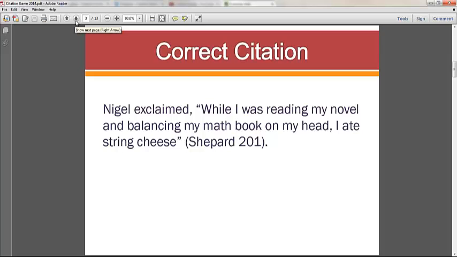So here's an example of a citation that is correct. Nigel exclaimed, comma, "While I was reading my novel and balancing my math book on my head, I ate string cheese." (Shepherd 201). That is correct. It has an introduction, "Nigel exclaimed," there's a comma, quotation marks, there's an author's last name, and there's a page number, though we don't always have a page number, and then the period is at the very end.